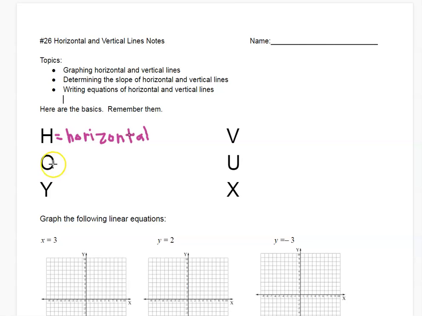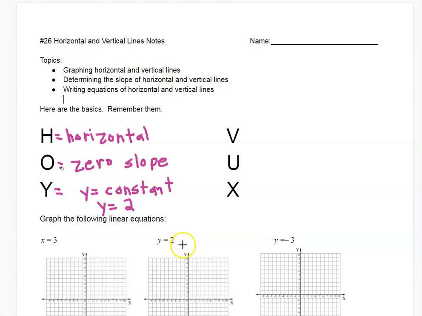This isn't really an O, it's a zero, okay? That means a zero slope. Okay? And the Y in this is Y equals a constant. Okay, that's going to be the equation for a horizontal line. Okay, for instance, y equals 2. And we see that one right down here in a minute. Okay, so that's a hoi.